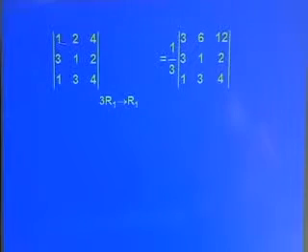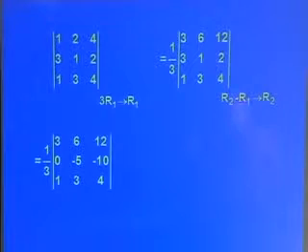Now for this, we multiply the first row by 3, so 3, 6, 12. Since I am changing the row by a multiple, these two will be equal if we have 1 by 3 on this side. So after applying this operation, we have 1 by 3 of this. Now since these two are identical, R2 minus R1 is replaced by R2. So the second row is replaced by R2 minus R1.